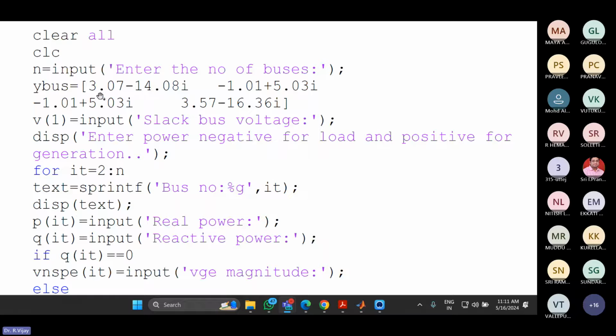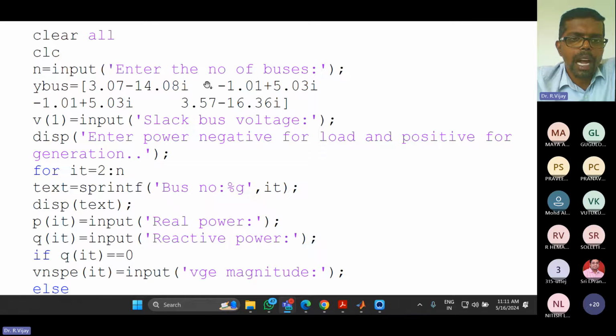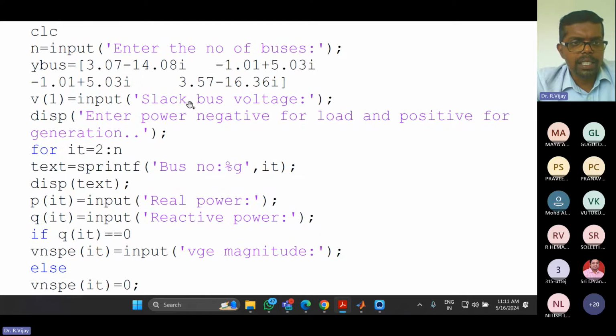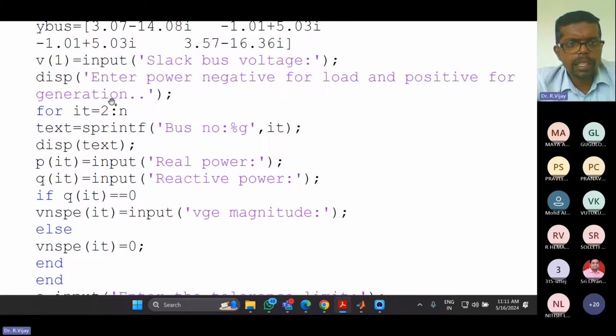Then you need to include it, because in the problem they have given only the admittance or impedance values. While entering the admittance or impedance value, you need to calculate the YBus matrix. That is a simple logic. You can include this, but I have taken the YBus matrix directly to reduce the number of steps. Next, I have entered the slack bus voltage. Input the slack bus voltage, and I'm displaying: enter power, negative for load and positive for generation.